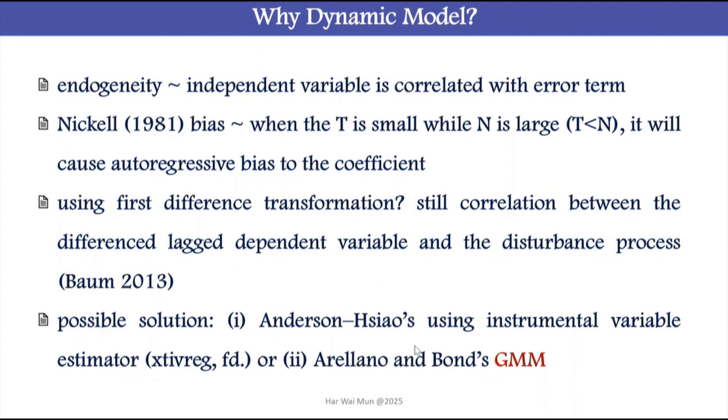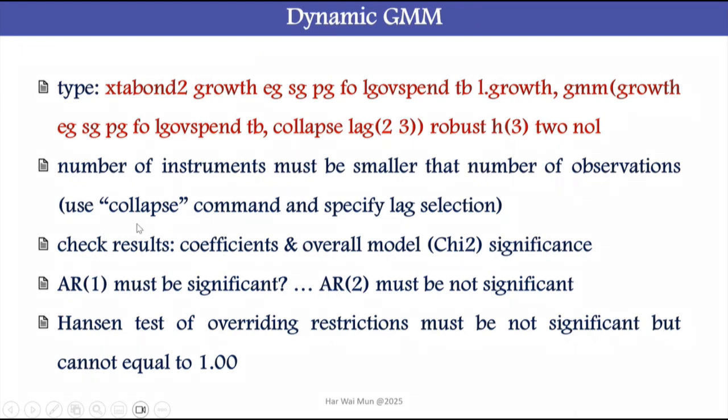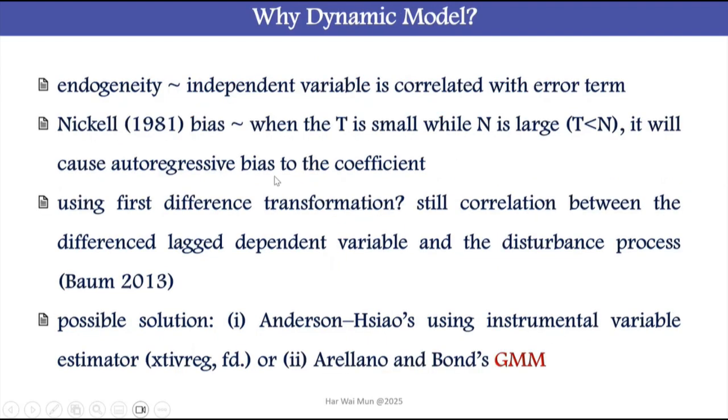So if your AR2, after you use the dynamic model, as the final version, still has a problem, still significant, that means you need to run a dynamic GMM, right? So AR2 must not be significant, because if AR2 is significant, that means your problem here has not been solved, right? If your AR2 is not significant, that means the justification for you to use a dynamic model, the problem here, is solved.